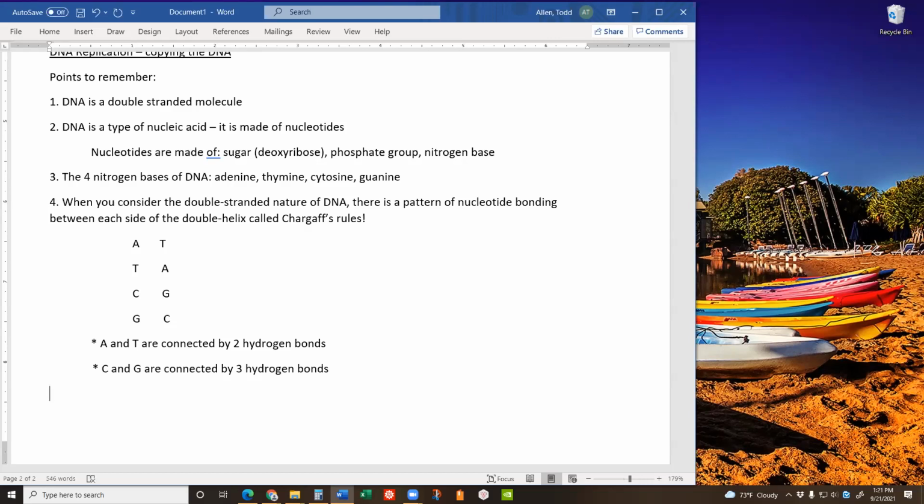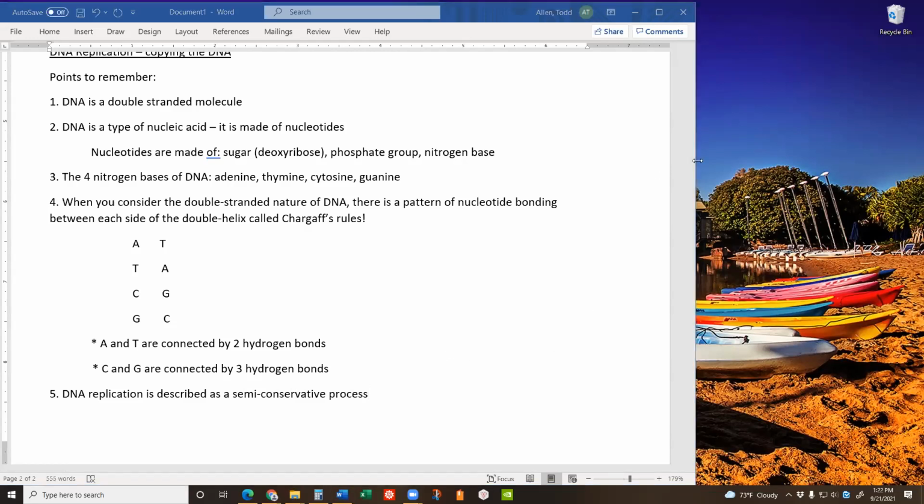Okay, next talking point, and I need to reorganize my workspace here. Next talking point is number 5. When DNA is replicated, it uses a process which is described as being semi-conservative. Now, what the heck would we mean by that?